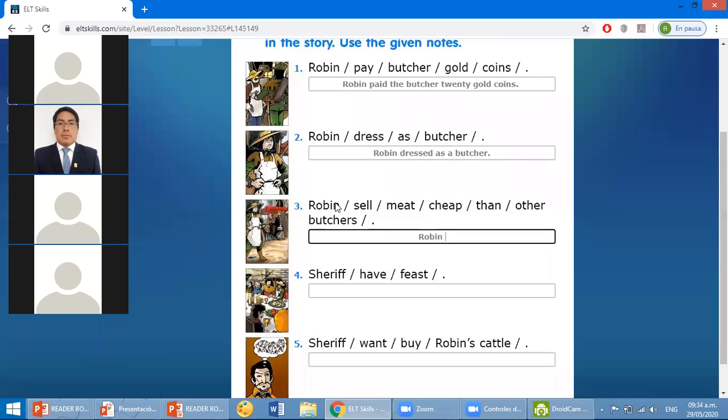Now the next, Robin sell. Sell is a verb, vender. The past of sell, because we are using the past tense, is sold. Very good, sold. Okay? Sold is the past. And then we continue with a sentence, okay?